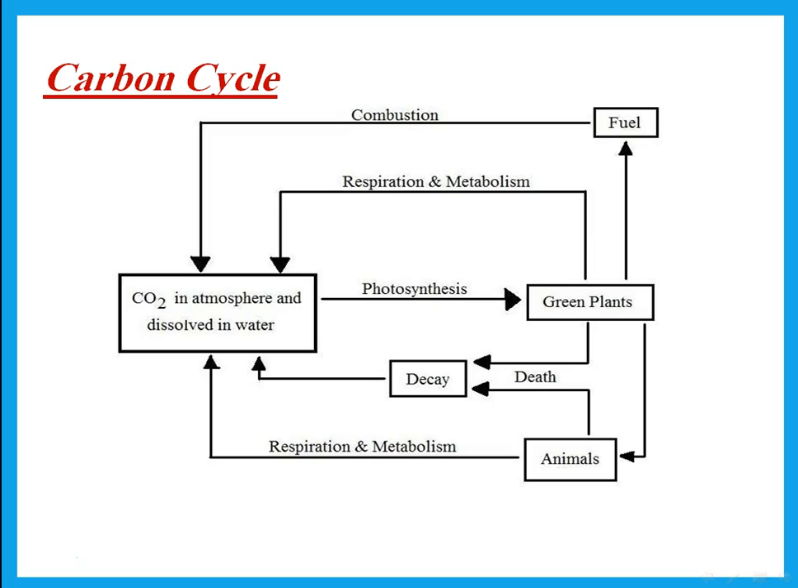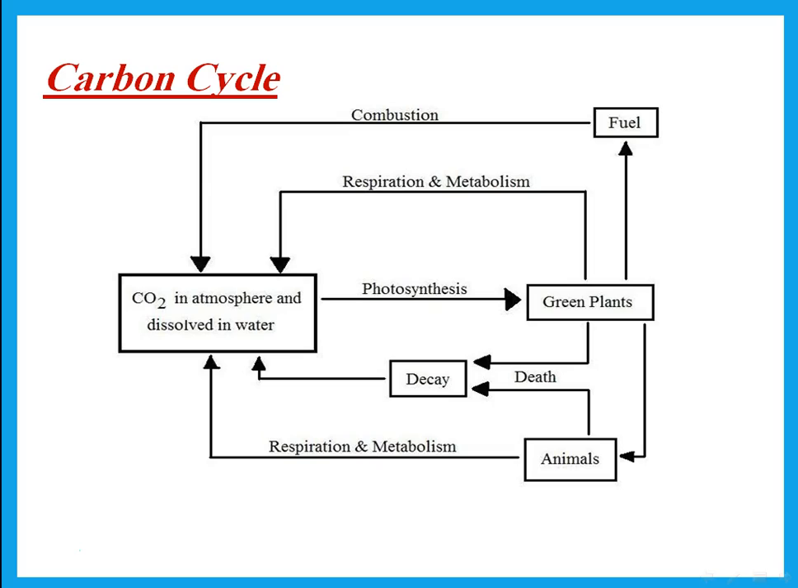Mostly we have carbon dioxide in the atmosphere and dissolved in water. Now, what are the processes that release carbon dioxide into the air? We said combustion of fuel, respiration of plants, respiration of animals, and decaying of dead plants and animals. So when dead plants and animals are broken down by bacteria, these bacteria are respiring and they're giving out carbon dioxide.